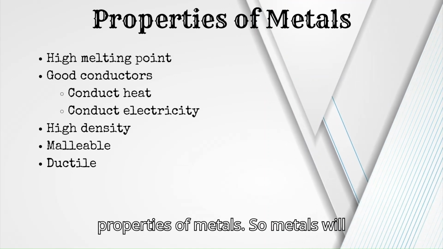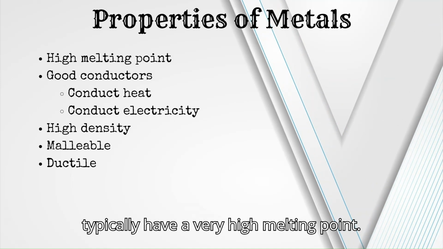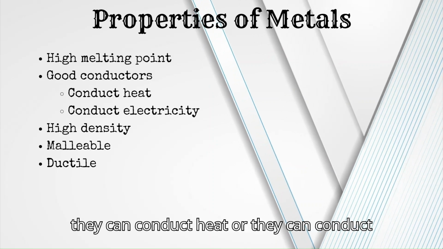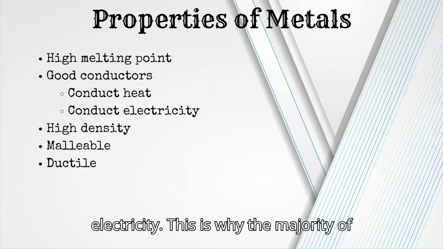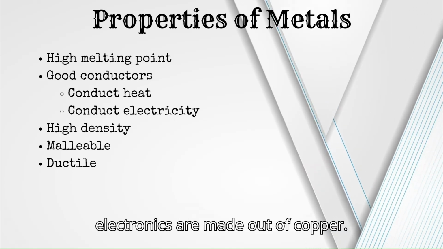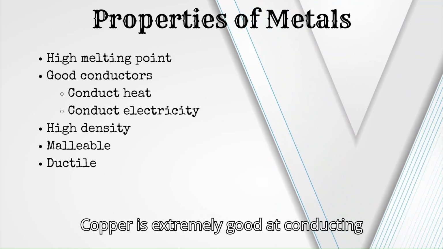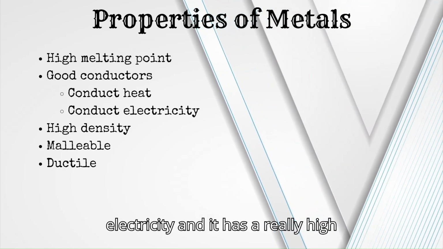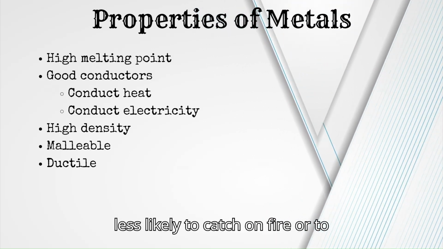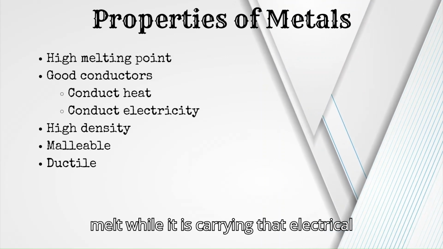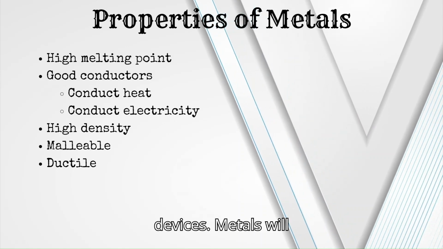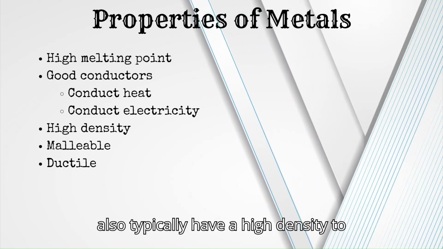Let's go ahead and talk about the properties of metals. Metals will typically have a very high melting point. They are really good conductors, which means they can conduct heat or electricity. This is why the majority of our wires that we use for charging electronics are made out of copper. Copper is extremely good at conducting electricity and it has a really high melting point as well, so it's less likely to catch on fire or to melt while it is carrying that electrical charge in order to power our devices. Metals will also typically have a high density.